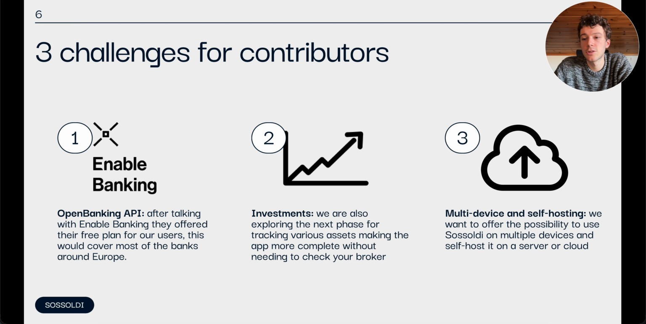Yeah, this is the first challenge. The second challenge will be investments. We want to start tracking also a lot of assets for people, because right now we are just doing income and expenses, and it's just a small part of tracking a net worth. So we want to start adding the tracking of stocks, bonds, ETFs, and crypto and whatever, many assets.